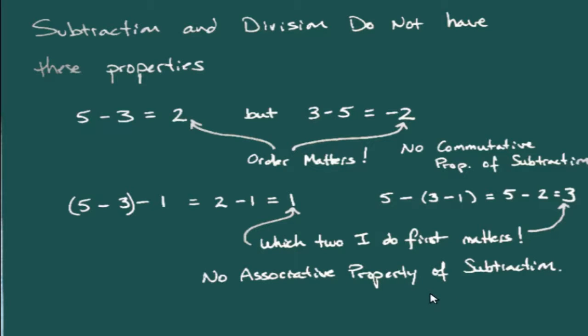Same thing is going to hold for division. We don't have a commutative property for division. We don't have an associative property for division either. And so subtraction and division are kind of strange and different operations in that they don't follow those nice rules that we like to have.